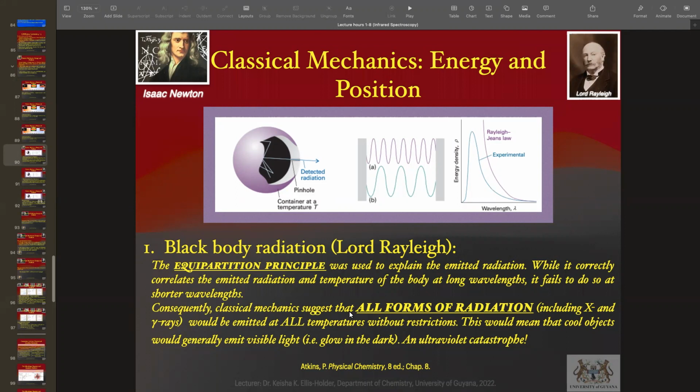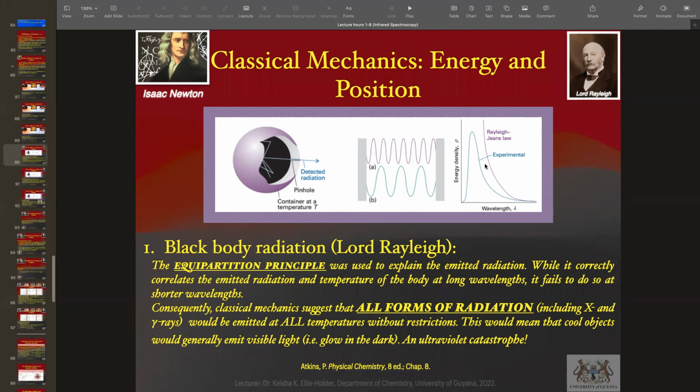That would have been referred to at that time as what is known as an ultraviolet catastrophe, because it is suggesting that even cool objects would be generally emitting visible light and other forms of radiation. Of course, today we know that that's not true. But it was what they had to work with, so that's what they were going with at the time.